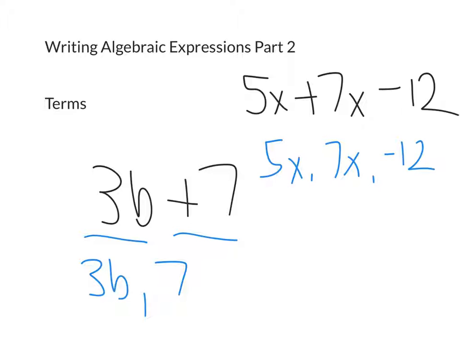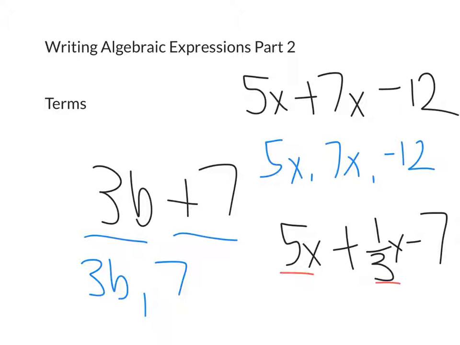So one more here, if we have the following. In this case, once again, we have 3 terms because we have them separated by addition or subtraction signs. So the first term is going to be 5x. Second term is going to be 1/3 x. The third term is going to be negative 7. So that's what terms are. They're pretty easy to identify.